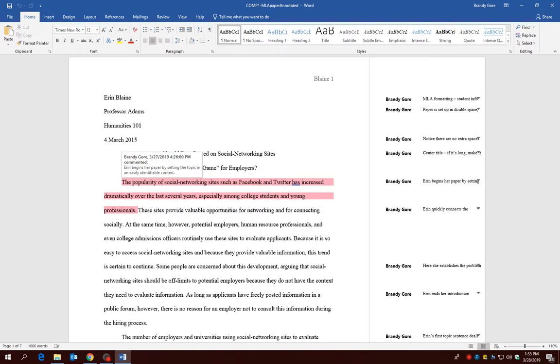Now, is this the most remarkable way to start a paper? Well, probably not. But it does the job. It sets it up in context. We can quickly, as the reader, see what this paper is going to concern.